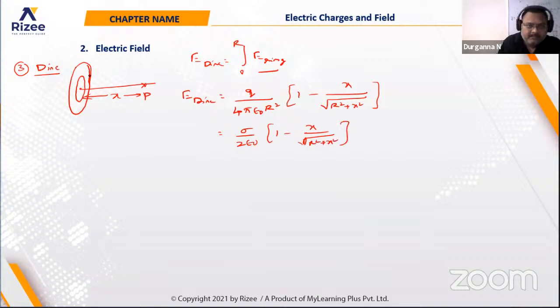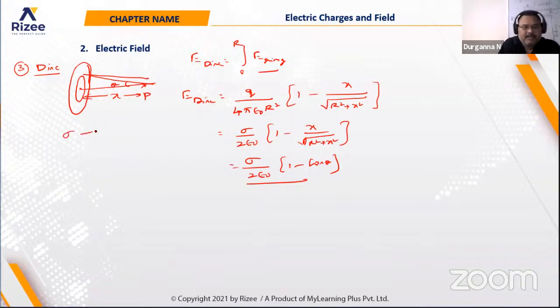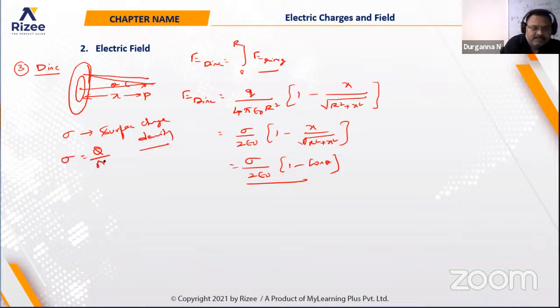Or from the diagram, if I take this angle as theta over here, then this can also be written as sigma by 2 epsilon naught of 1 minus cos theta. What is sigma? Sigma is nothing but the surface charge density, that is, sigma is equal to total charge by surface area. So like this for the disk.